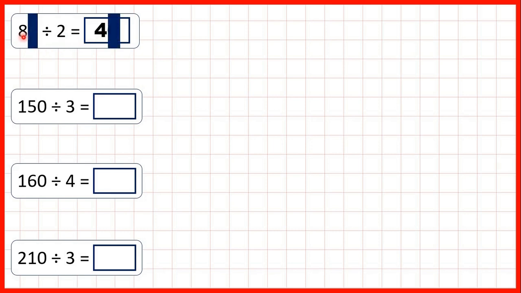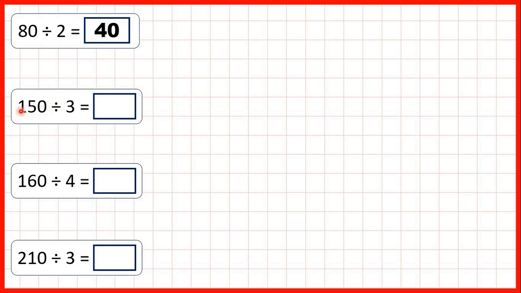That's because 8 divided by 2 is 4, but if we have an end 0 in our dividend, we need an end 0 in our answer as well. So 80 divided by 2 is 40. And that makes sense, because 80 is 8 tenths. So if we divide 8 tenths by 2, we get 4 tenths.